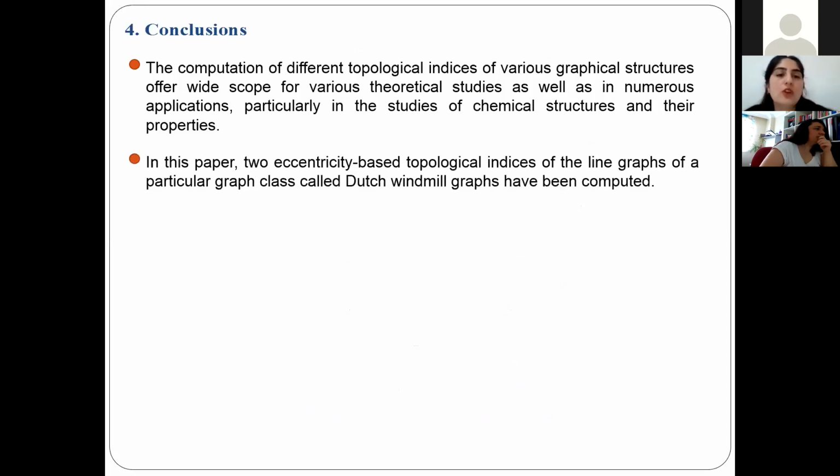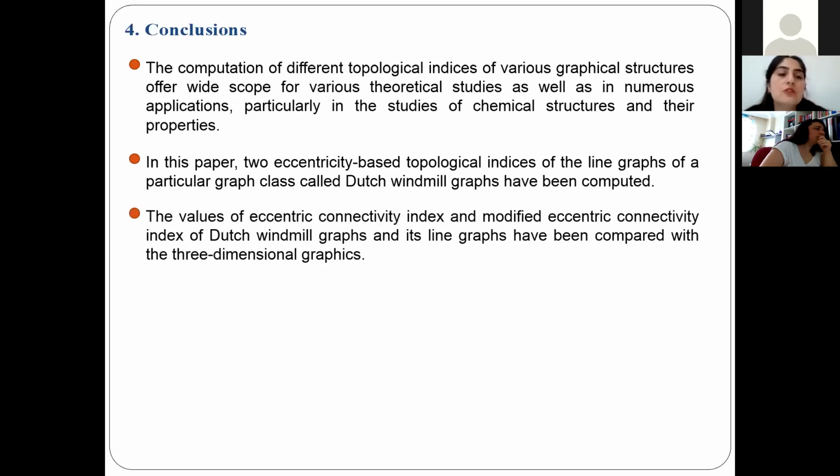Conclusion: the computation of different topological indices of various graphical structures offers wide scope for theoretical studies as well as numerous applications, particularly in studies of chemical structures and their properties. In this paper, eccentricity-based topological indices of the line graph of a particular class of graphs, called Dutch windmill graphs, have been computed. The values of the eccentric connectivity index and modified eccentric connectivity index of Dutch windmill graphs and their line graphs have been compared with three-dimensional graphics.